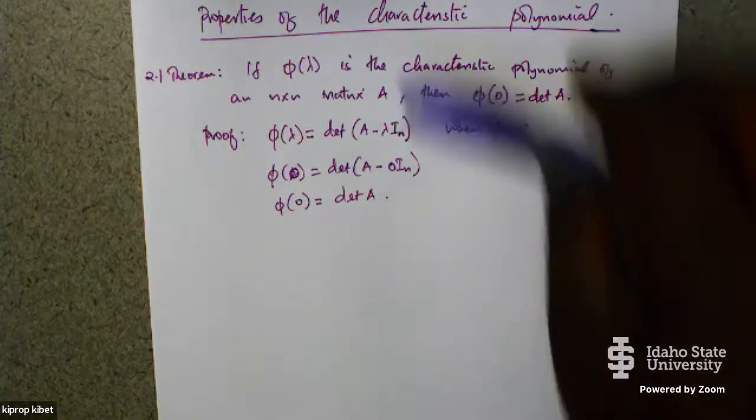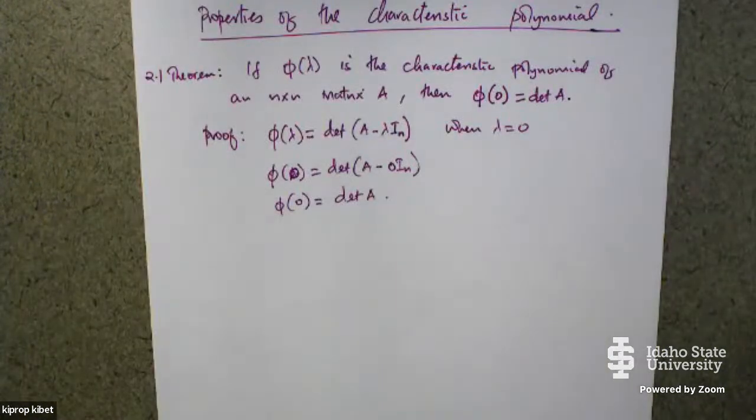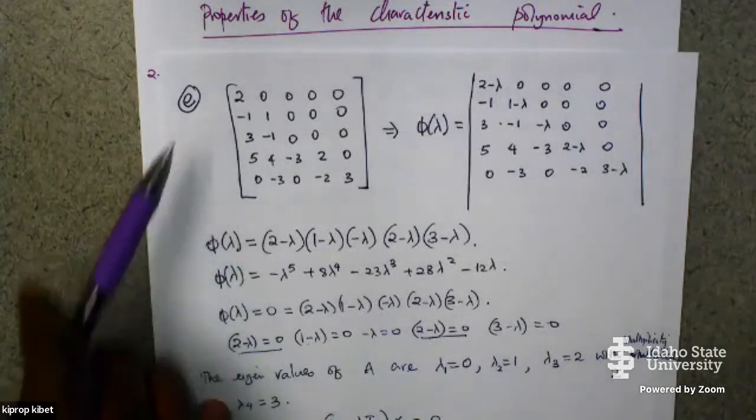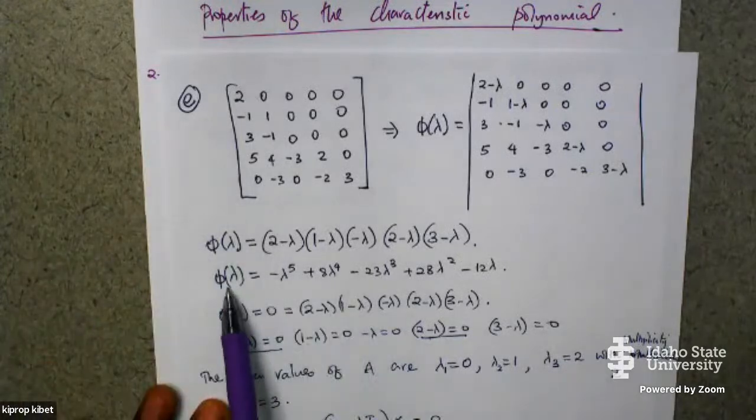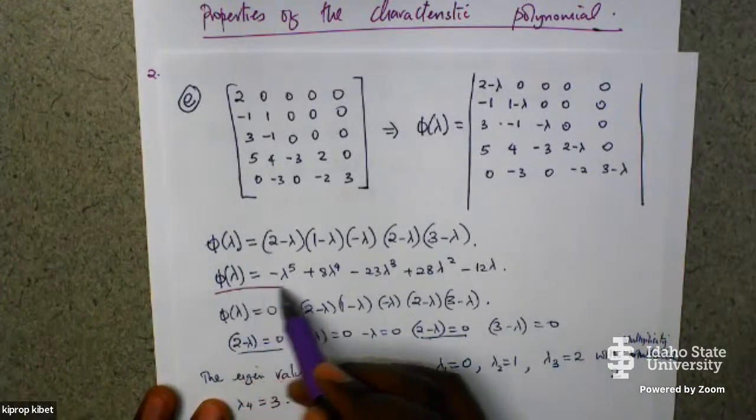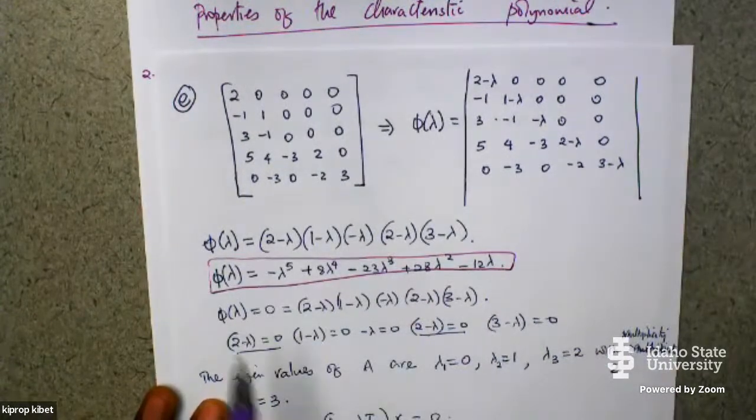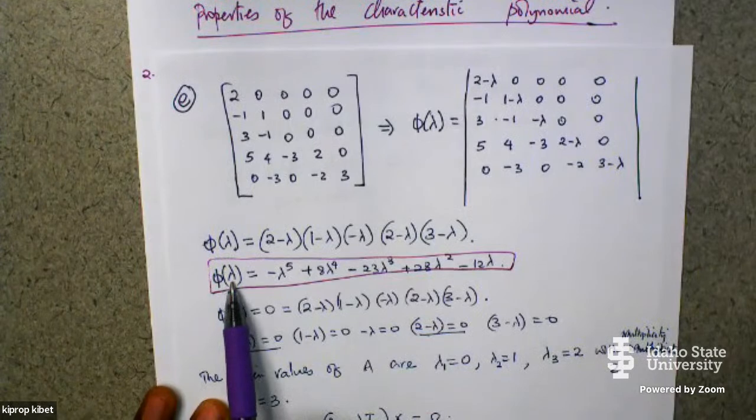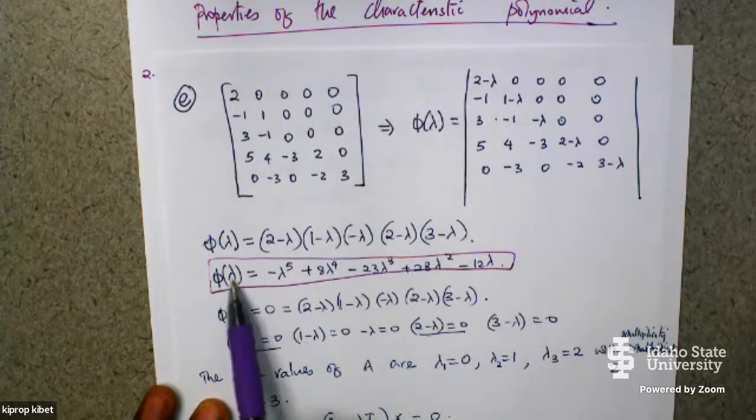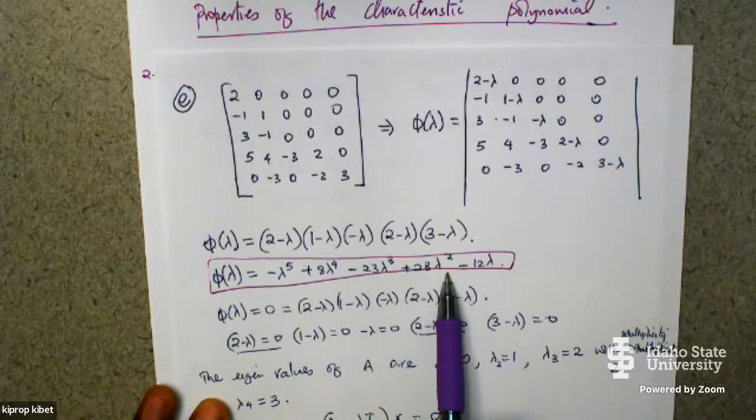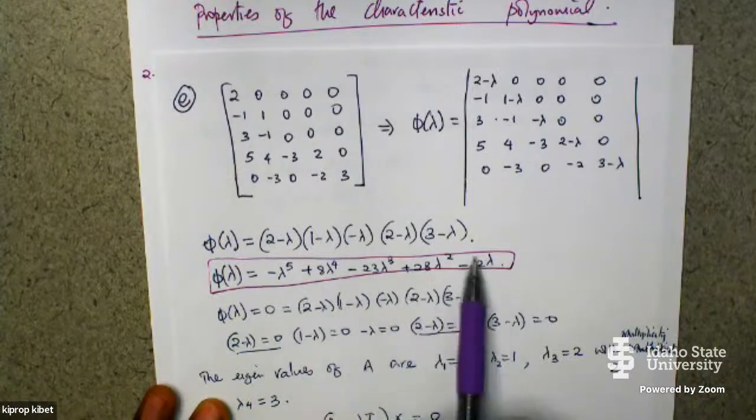Now, if you look at this equation here, if we replace this by 0, we are getting 0, right? So we are getting 0.